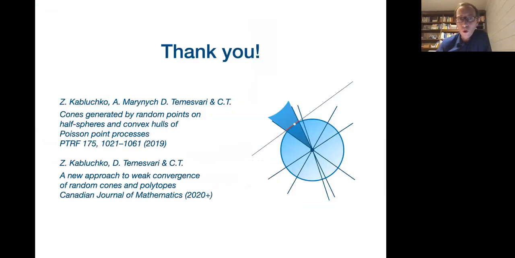If you want to know more, there are two papers I would like to recommend. Namely, there is one paper about cones generated by random points on half spheres and convex hulls of Poisson point processes. This is the model where, as the title suggests, we looked at these random cones generated by points on a half sphere. And there is this second paper where we developed this new approach to weak convergence of random cones and polytopes. And as an application, we have the convergence of these Schläfli random cones.